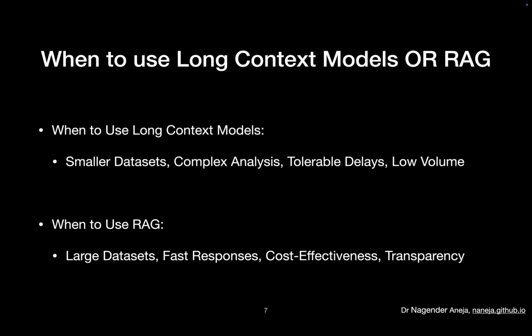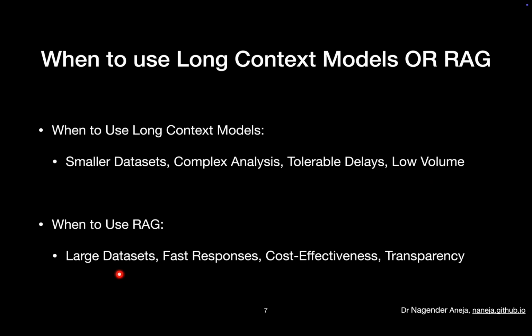So when should we use the long context models? It's usually for a smaller data set, with no need to use RAG. You can just pass that one page or a few PDFs to it. Complex analysis, like when you want to summarize a complete company report, where we need to see all the related documents. Or you can tolerate delays, or the volume is low, like you have only very few questions to answer. Then maybe you can use just the long context model, pass the information and get the answer.